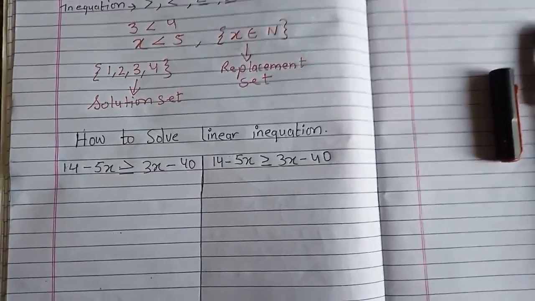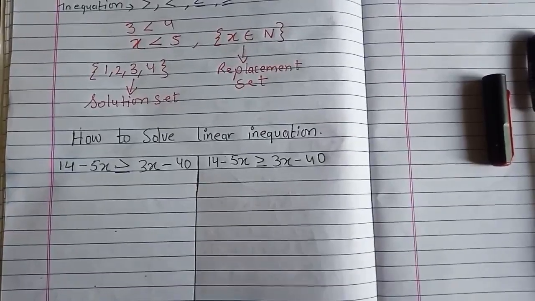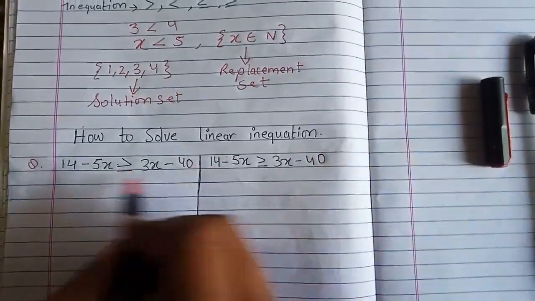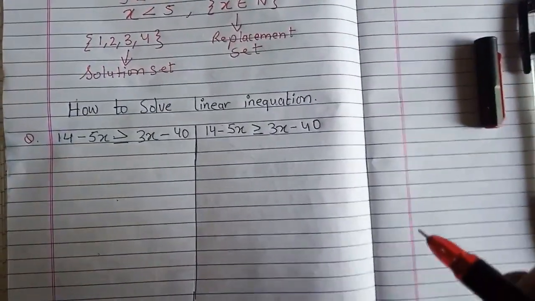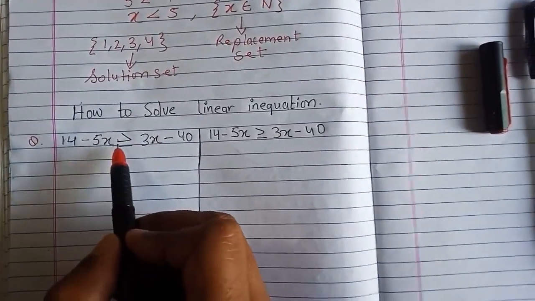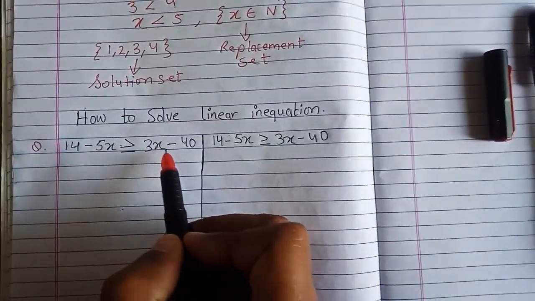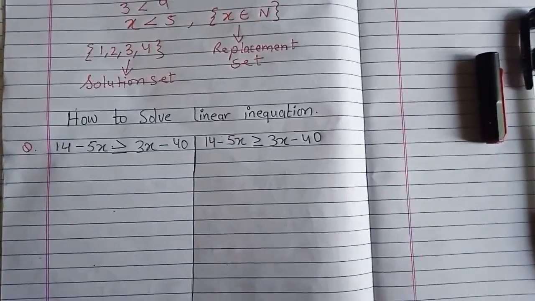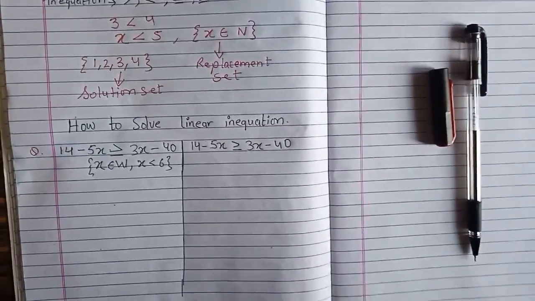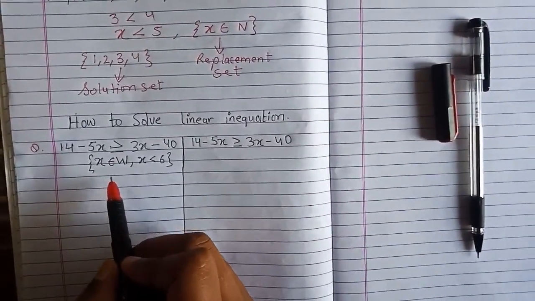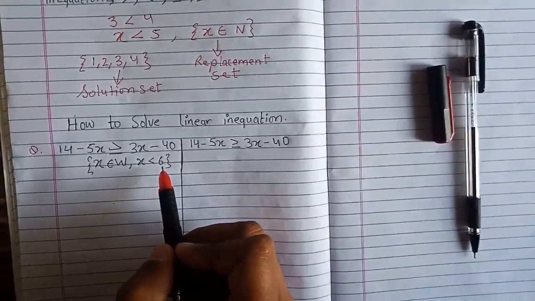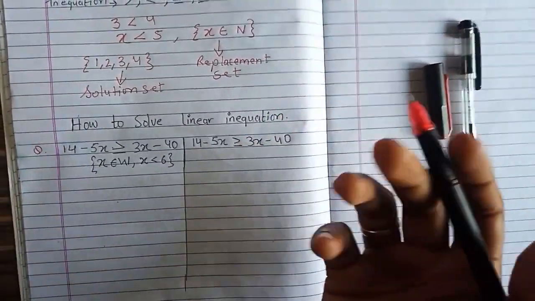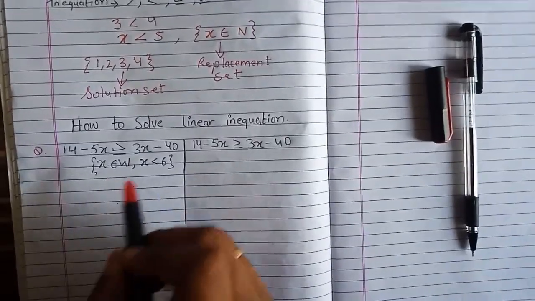Okay, now the question arises, how to solve linear inequations. Now if you have a look over here, I have written this question. There are two ways of solving a linear inequation. 14 minus 5x is greater than or equal to 3x minus 40. The replacement set is x belongs to whole numbers and x is smaller than 6. So this is the replacement set. How do we figure out what my answer is? There are two ways of solving this question.